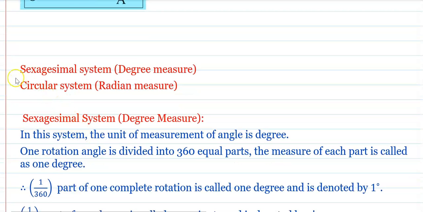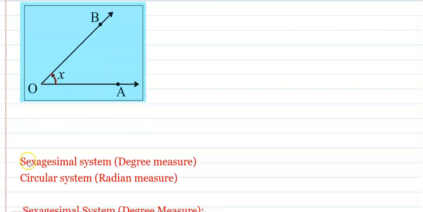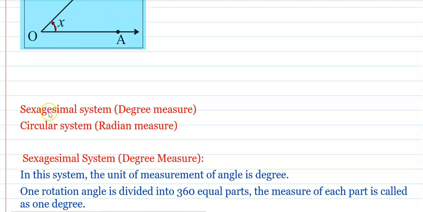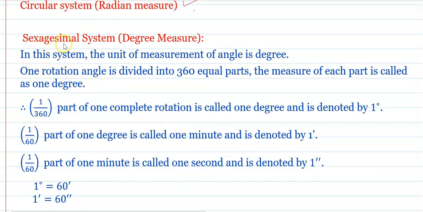Okay, now the angle is measured in two systems. First is the sexagesimal system, that is the degree measure. We generally call it degree measure. Second is the circular system, it is called the radian measure. And we always take both these names in brackets. Okay, sexagesimal system, that is the degree measure.